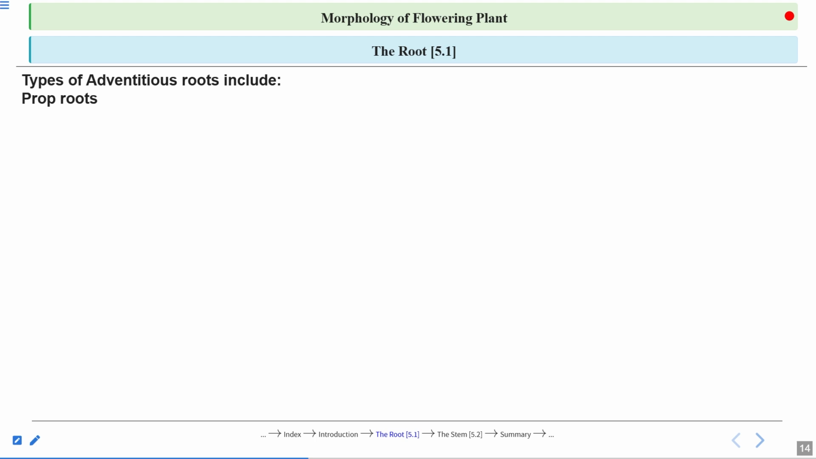They are having the tendril system, the supporting tendril system. So there is the modification, either of the leaf or the stem part. But here we are studying about the prop roots, a type of adventitious root.